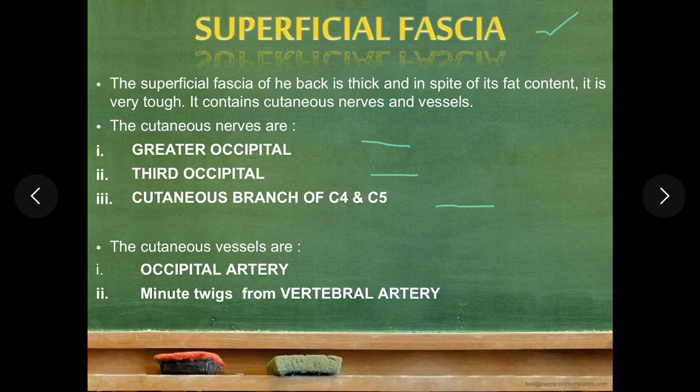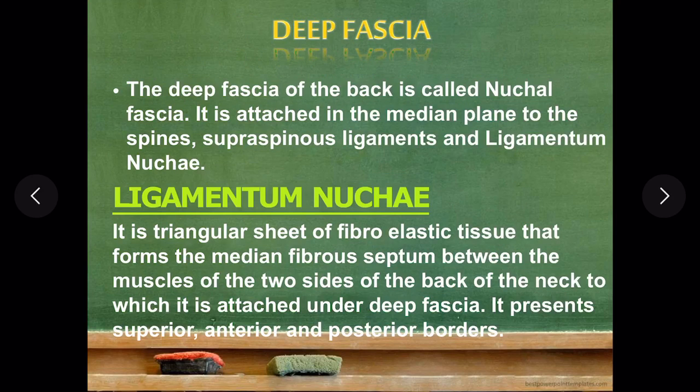The superficial fascia lying just below the skin is very thick, although it is laden with fat, and it is tightly adherent. The arteries we see in this region are the occipital artery and some minute twigs from the vertebral artery. Then underlying the superficial fascia is the deep fascia.